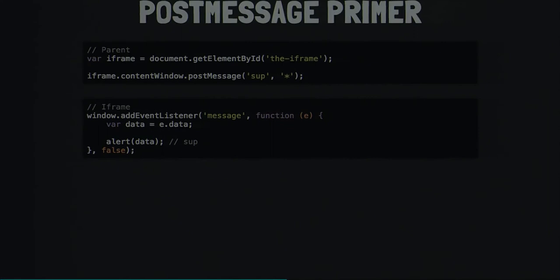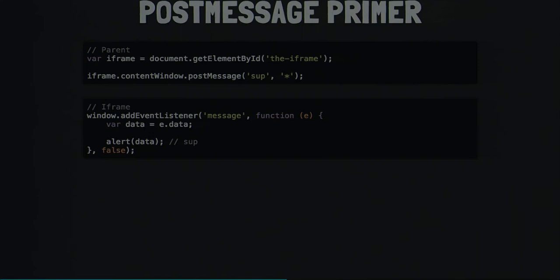It's pretty simple. Let's say I'm on the parent page. I need to get a reference to the iframe element that I'm working with. On that element, I basically just say, hey, iframe, postMessage. The first parameter is a string or an object or some data I want to send in that message. The second parameter is a target origin, so that you can restrict your messages to only hit a specific domain. You don't have to use it. I'm using an asterisk there, which just says anybody can listen to this message.